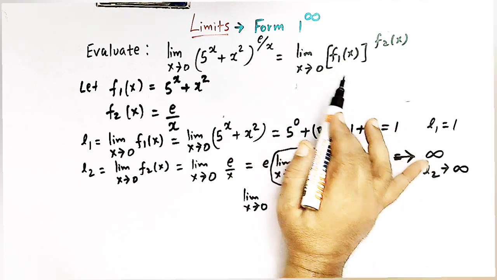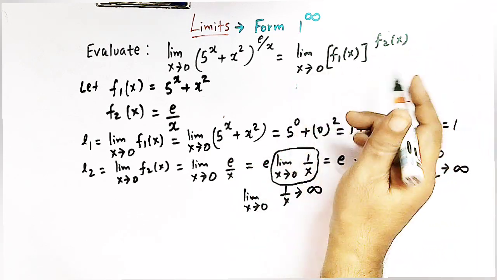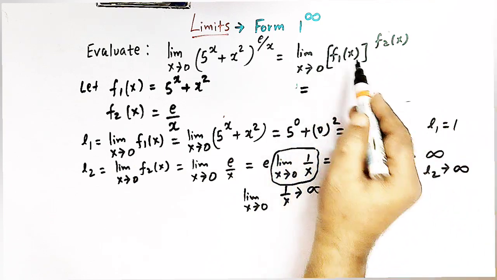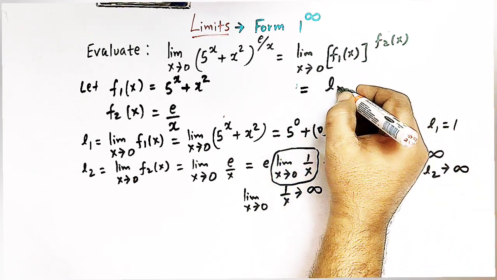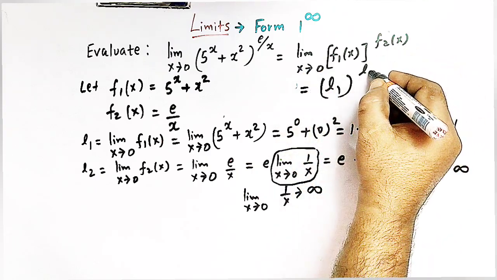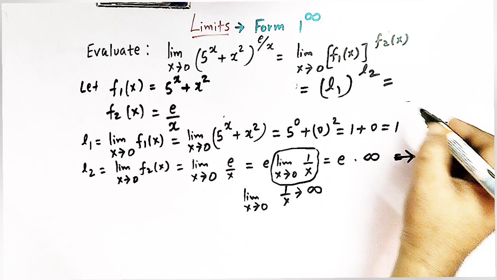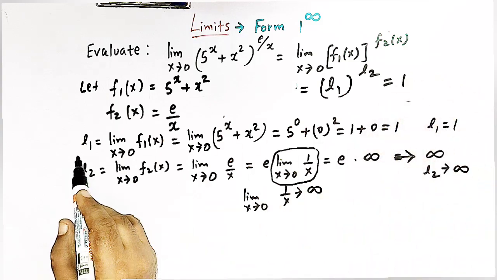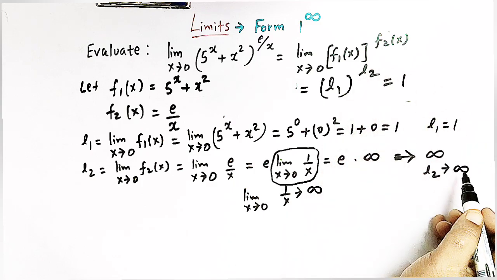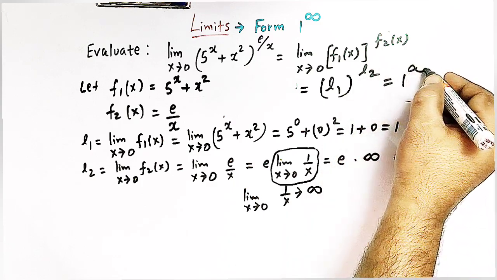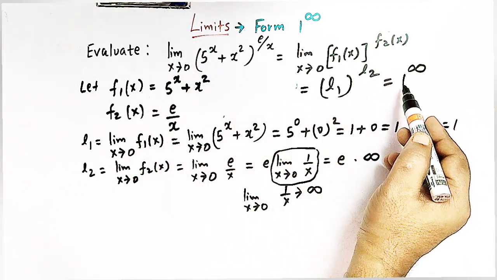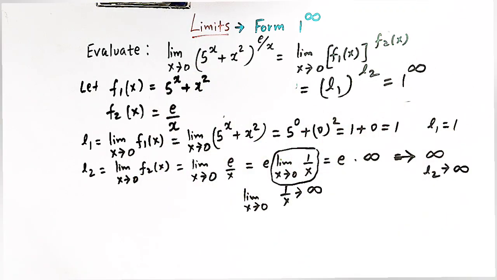So now we see that limit x tends to 0 of f1(x) is L1, and limit x tends to 0 of f2(x) is L2. L1 is equal to 1 because we have just calculated this limit to be 1, and L2 tends to infinity. So this limit is of the form 1 raised to infinity.